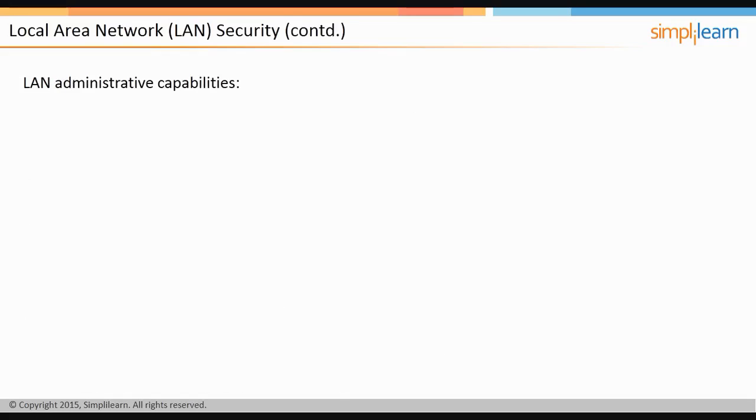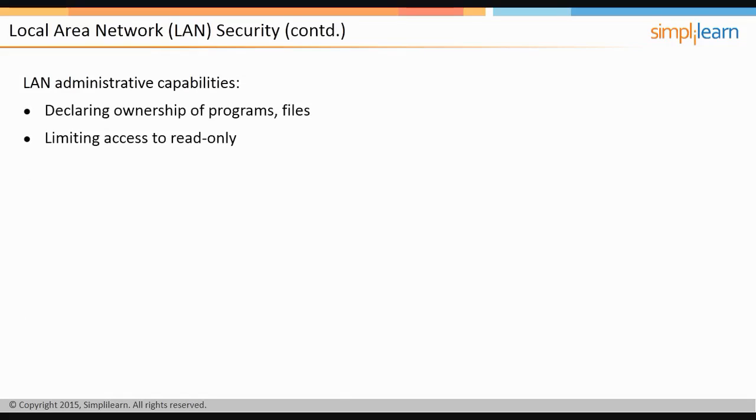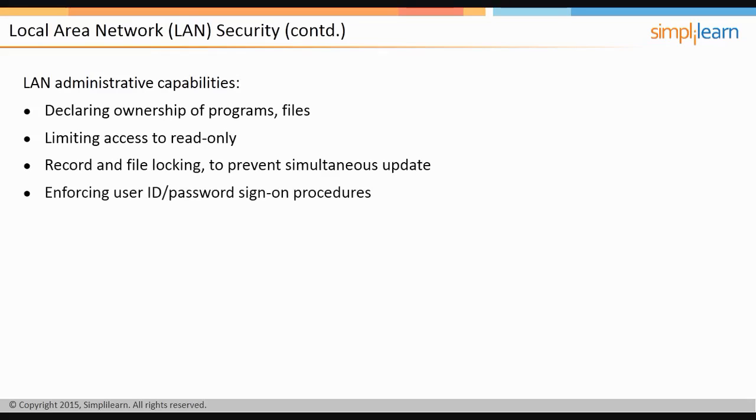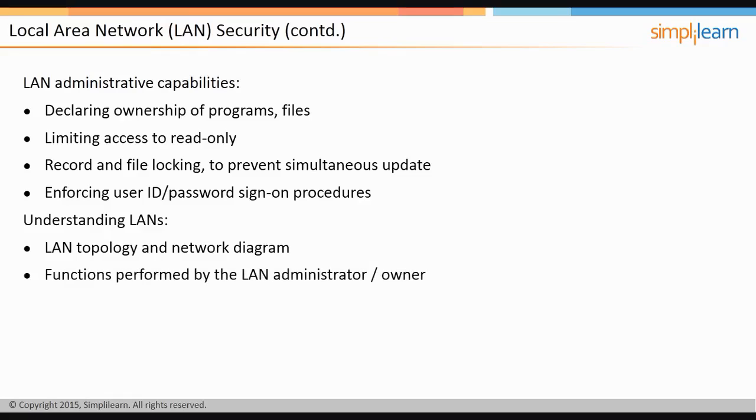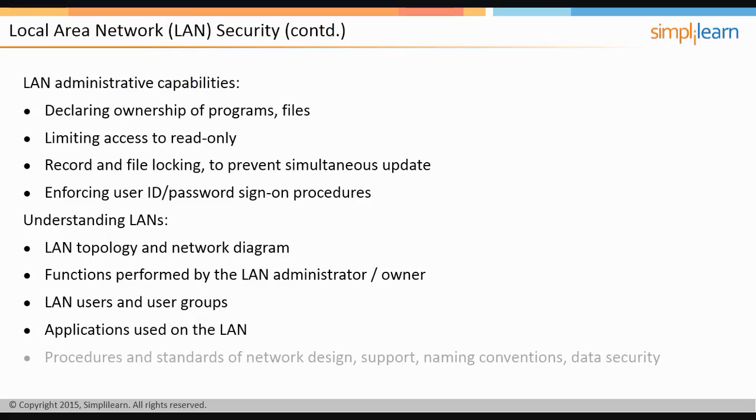LAN administrative capabilities include declaring ownership of programs and files, limiting access to read-only, record and file locking to prevent simultaneous update, and enforcing user ID password sign-on procedures. In order to understand LANs, it is paramount for a candidate to have a good knowledge of LAN topology and network diagram, functions performed by the LAN administrator owner, LAN users and user groups, applications used on the LAN, procedures and standards of network design, support, naming conventions, data security.